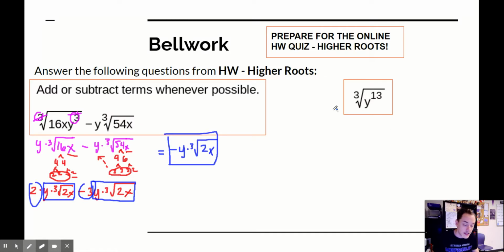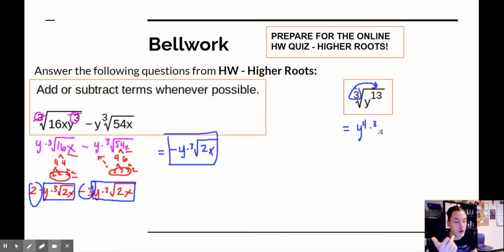Now this one I'm not going to do the long way. There's an easy way and a long way. If you want to see the long way, it's probably more intuitive and may help you a little more. You can go to the previous video on higher roots. But the easy way is this. How many times does 3 go into 13? Well, 4 times. So I have y to the 4th.